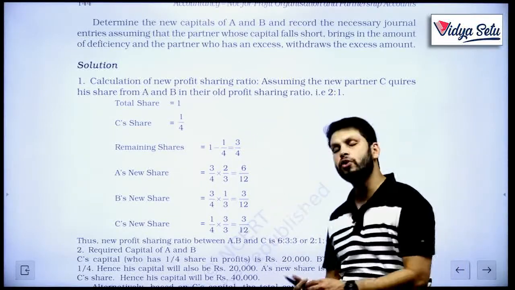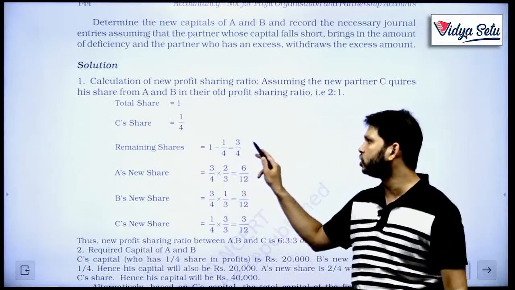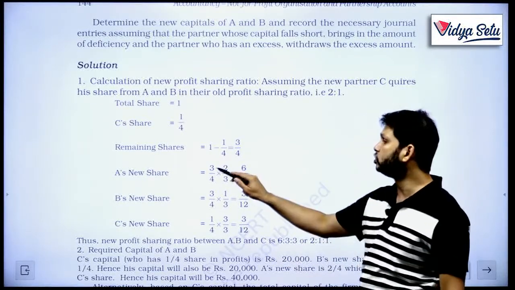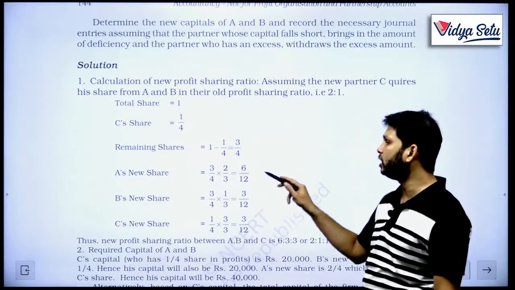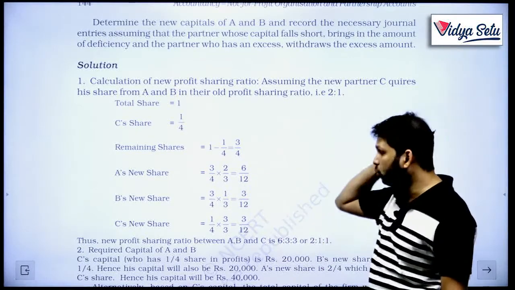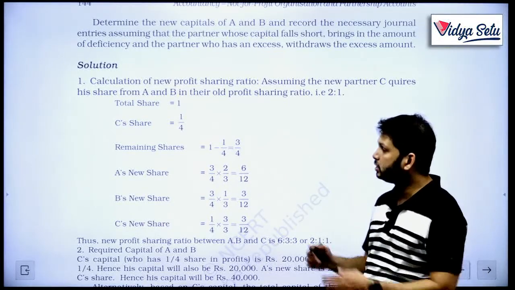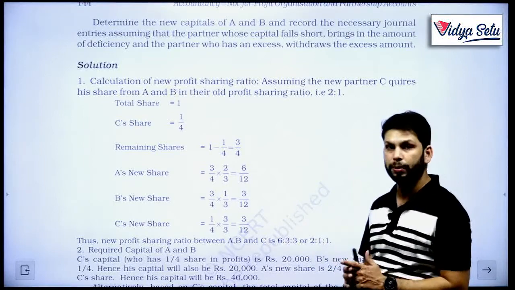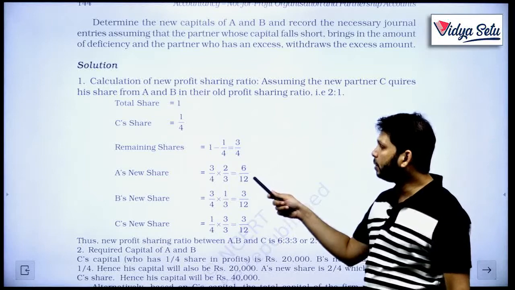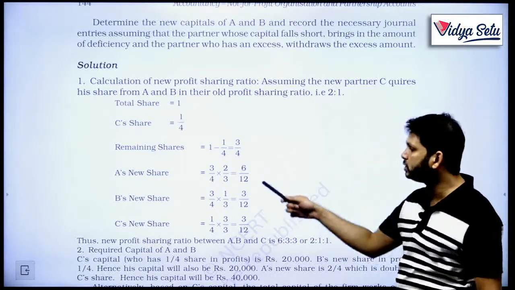Now this 3/4 belongs to both of the old partners A and B. So A and B both will share this 3/4 in which ratio? In their old ratio, which was 2:1, I'm sorry. So this 3/4 multiplied by 2/3 and this 3/4 multiplied by 1/3. So they are taking this 3/4 which was remaining to them, because 1/4 has already been taken by C. So for A the new ratio is 6/12, and for B the remaining ratio is 3/12.